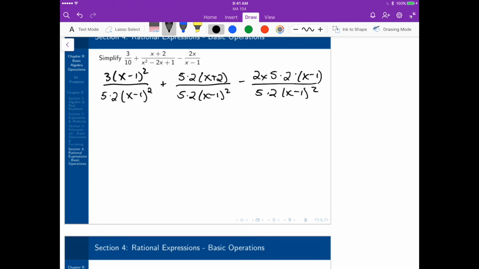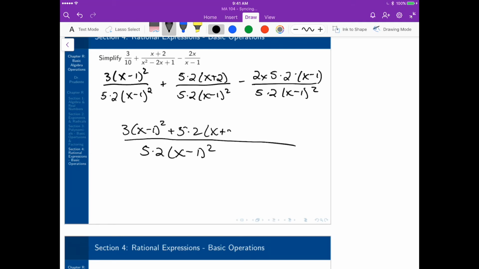So let's bring some of the stuff up so we have some more room. So here's our last line, and we'll still work to simplify it. Now that everything has a common denominator, we can bring it all under one large denominator, and then work on simplifying this numerator: 3x minus 1 squared plus 5 times 2x plus 2, minus 2x times 5 times 2x minus 1. And we can work on simplifying each of these first, right? That's separated by the plus or the minus.